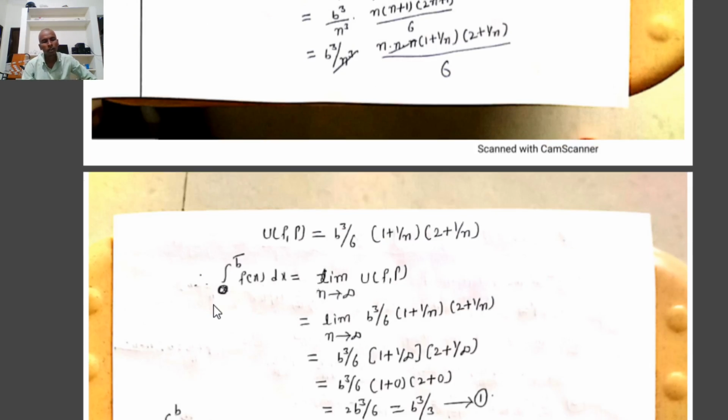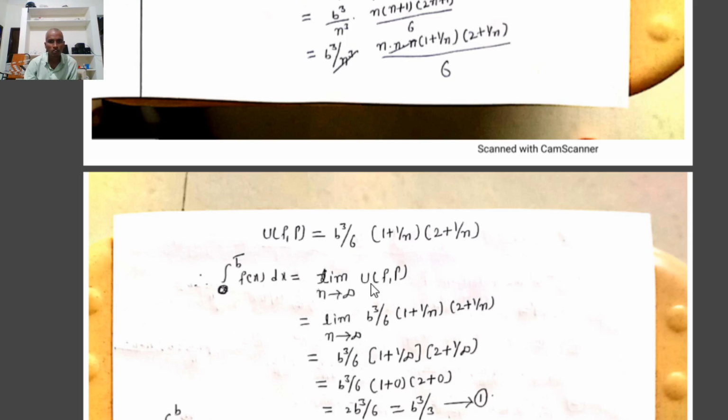Therefore, U(P) equals b cubed by 6 into 1 plus 1 by n into 2 plus 1 by n, where we observe that U(P) is in terms of n. Therefore, by definition of the upper Riemann integration, the upper integral from 0 to b of f(x) dx equals the infimum of the set of all upper Riemann sums, or the limit as n tends to infinity of U(P).